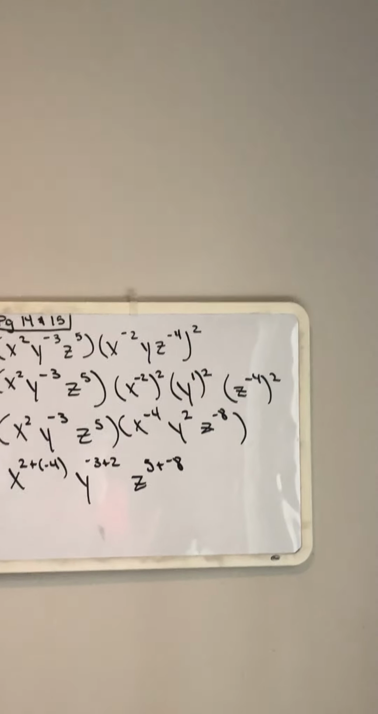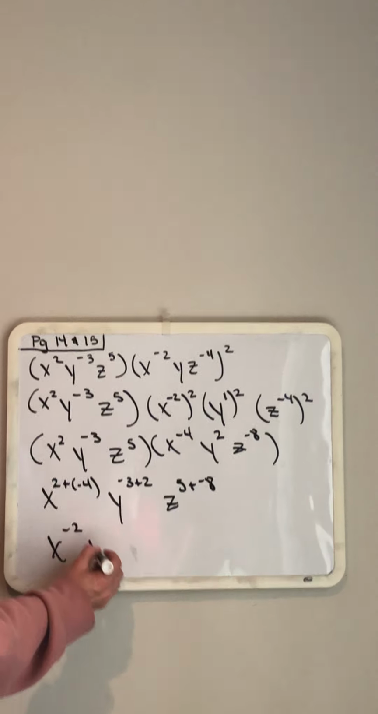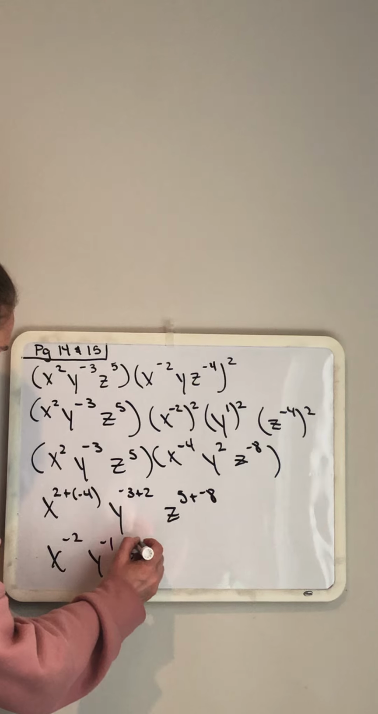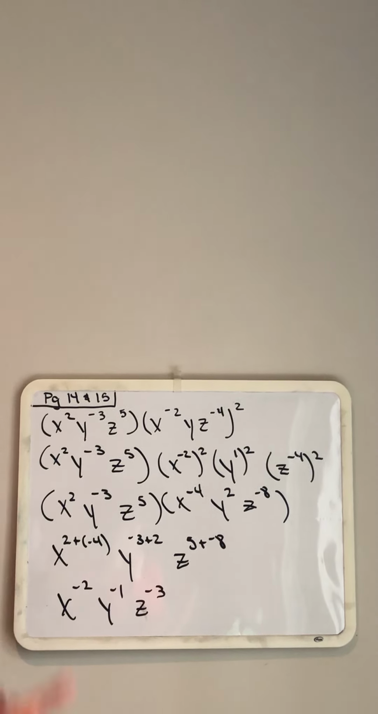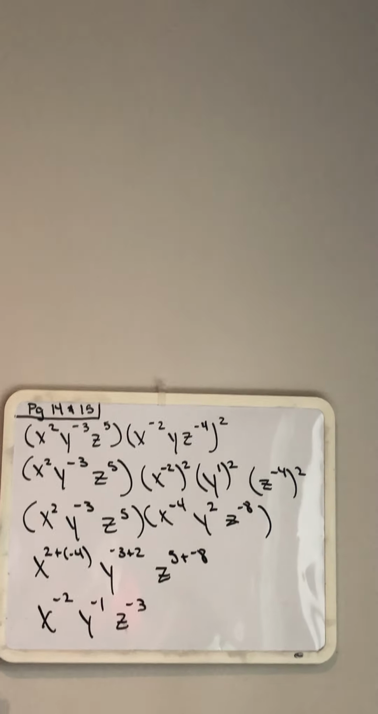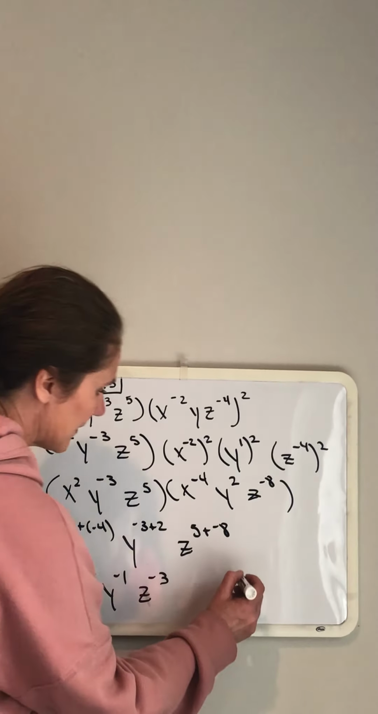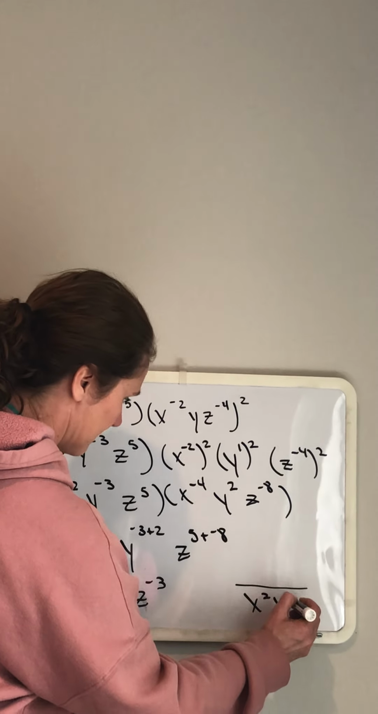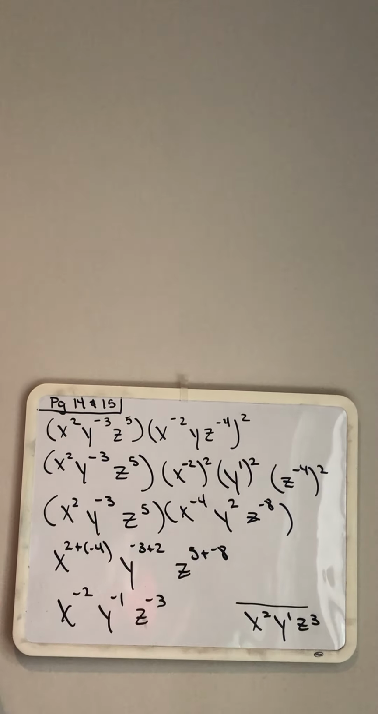Now, when you add all the exponents, you end up with x to the negative second, y to the negative first, and z to the negative third. But you know you are not allowed to leave negative exponents in your final answer. So all the negative exponents have to move. Right now they're all considered in the numerator, so they all have to move to the denominator. If you move everything to the denominator, it looks like this. You have nothing in the numerator, so you put a 1 there.